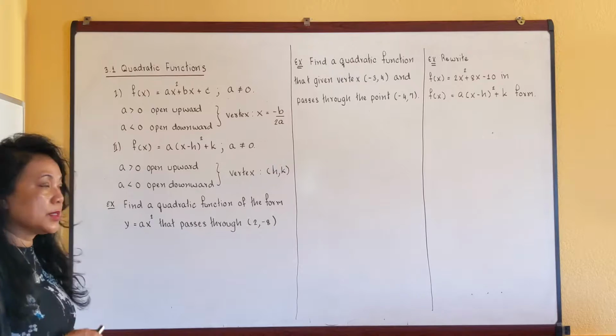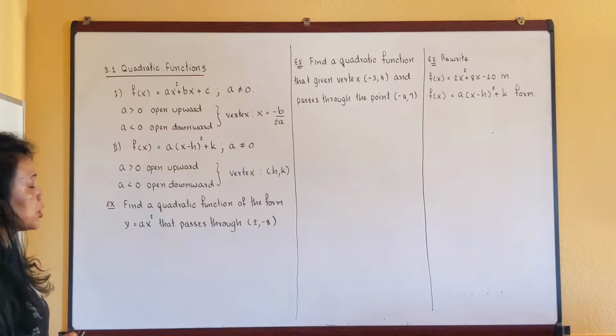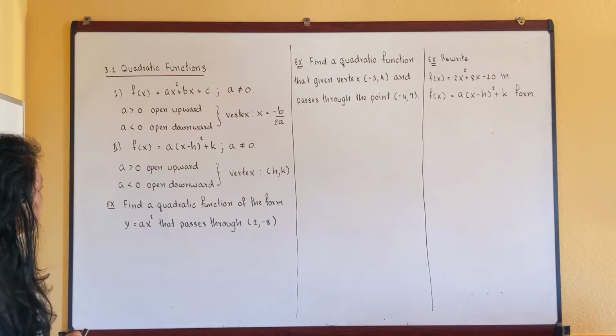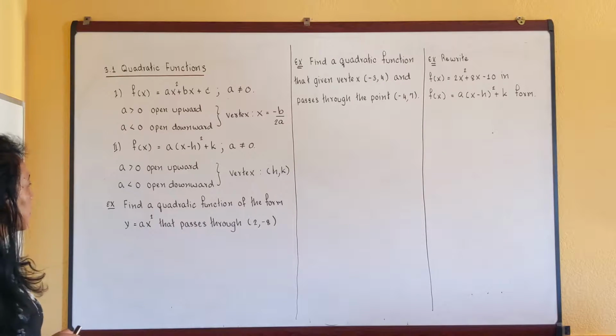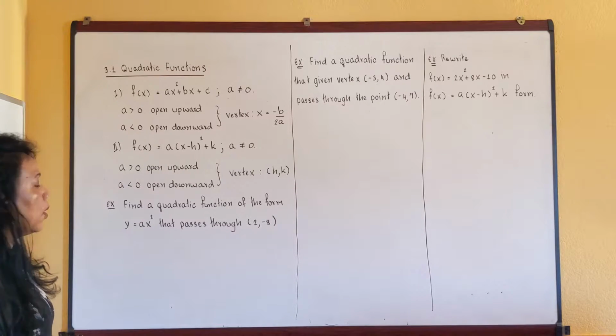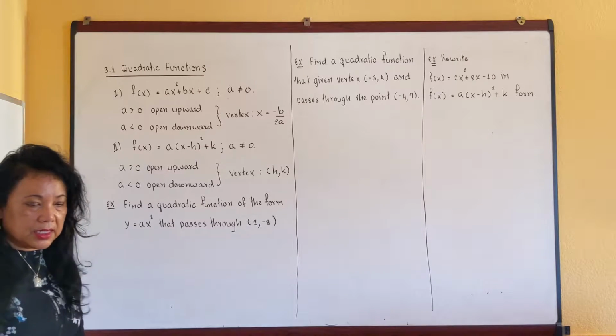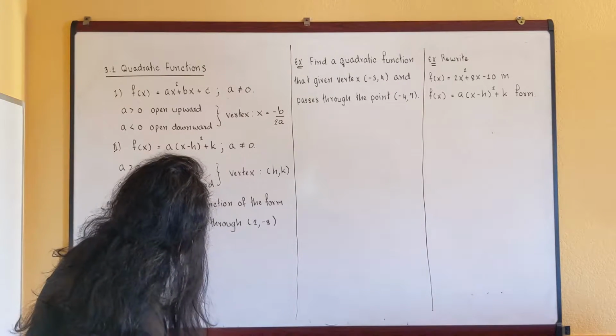Now for this pre-cal, you also can have this formula for quadratic. f of x is equal to a times x minus h quantity squared plus k. Again, a cannot be 0. If a is positive, it's open upward. If a is negative, it's open downward. And the vertex is (h, k). Let's look at our example.